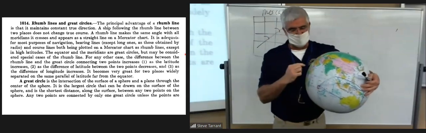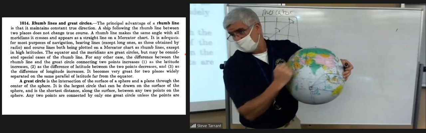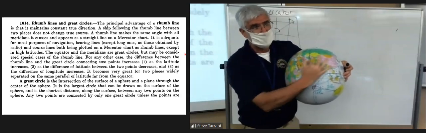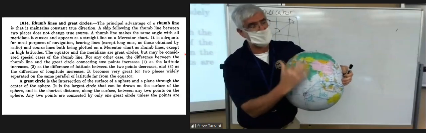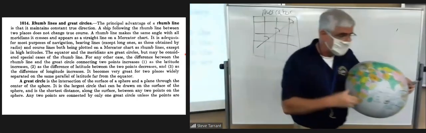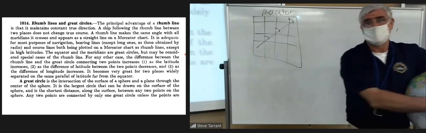But if I start going at some cattywampus angle, not going north, not going east on the equator, then things start to get a little peculiar. I'm going to have a great circle and a rhumb line. They'll be two different things. So look, great circle.